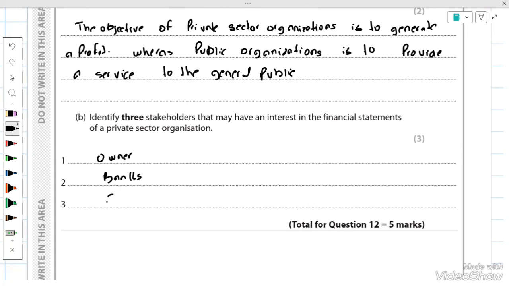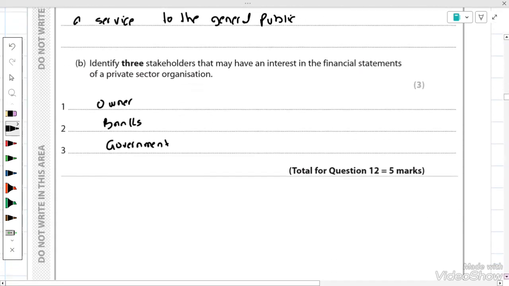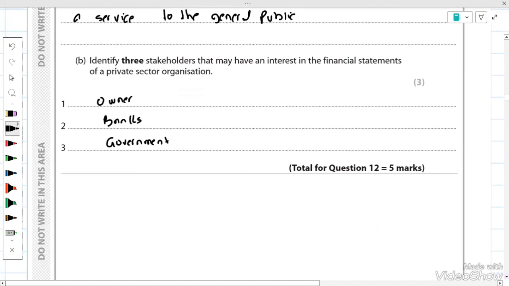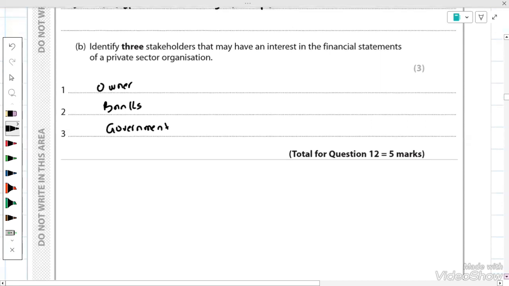And the government. Why is the government concerned? Because the government needs to know how you are performing right now, so in future maybe the government can give you some grants, and maybe the government will make changes about taxes. And maybe the government wants to impose an extra tax on your profits. So that is why the government is also very concerned about your financial statements.